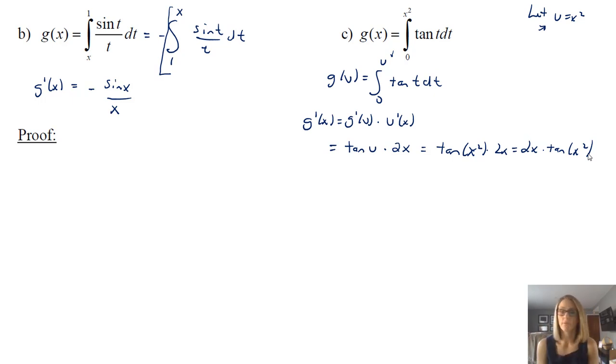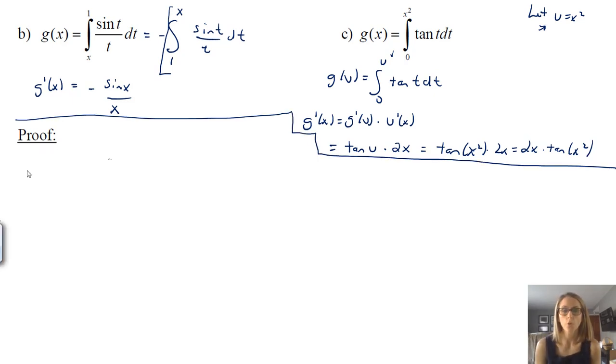But that's just the answer of that. So the g prime of x is actually tan of x squared times 2x. Okay, so the proof of this, the reason that the fundamental theorem is true, seems important. The proof of the fundamental theorem is basically proving that g prime of x equals f of x.